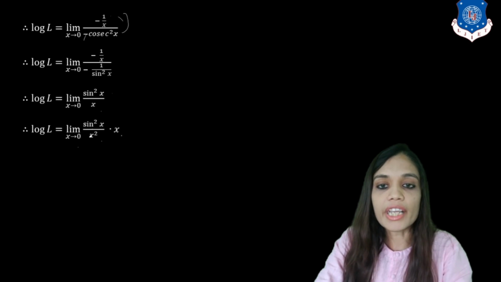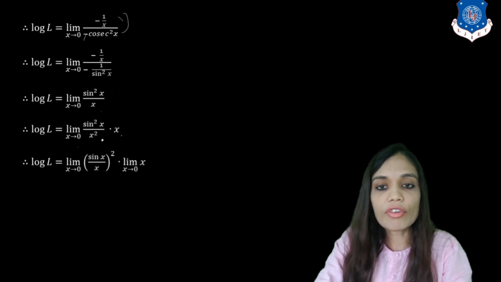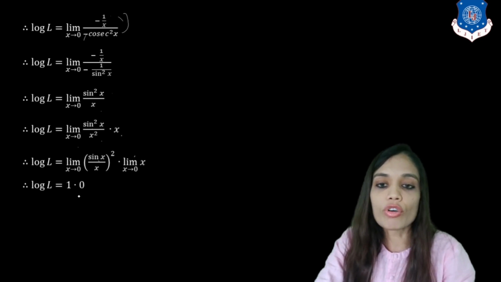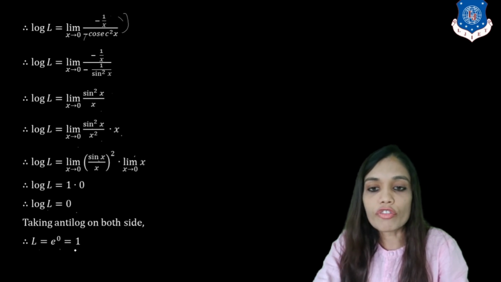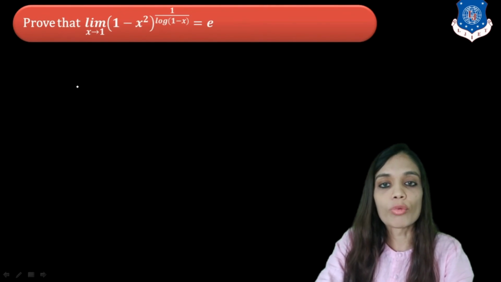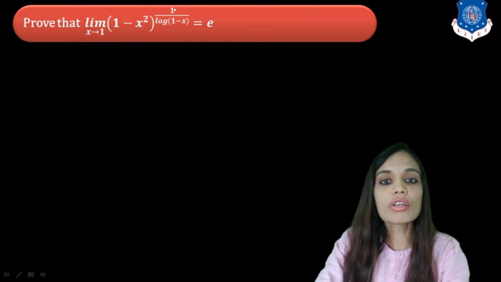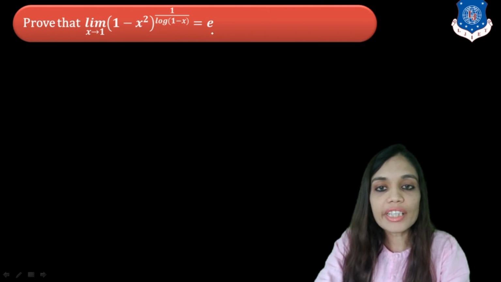Now we know limit x tends to 0 sin square x upon x square will go to 1 and this limit will go to 0. So finally we will get log L is equal to 0. So on taking anti-log you will get L is equal to e raised to 0. So your final answer will be equal to 1. Next let us solve one more example. Here we have to prove that limit x tends to 1 (1 minus x square) whole raised to 1 upon log(1 minus x) is equal to e.